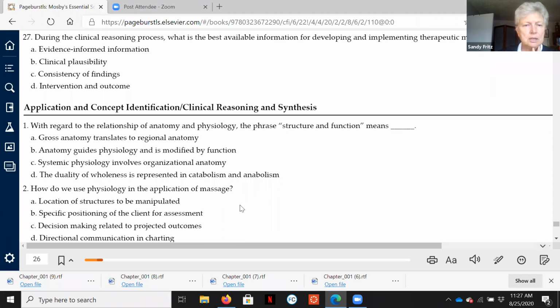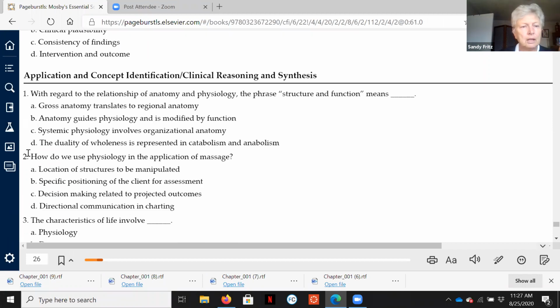So let's look at a more complex question here. Let's look at this one. How do we use physiology in the application of massage? So as a massage therapist, in order to answer this question, you're going to have to know how massage is applied and how it affects the body, which is the physiology, before we can work our way through the correct answer here.